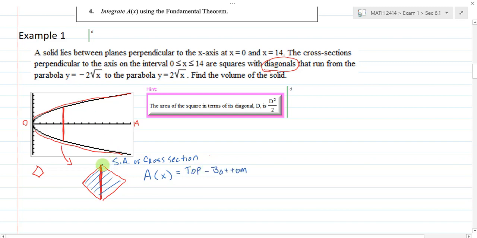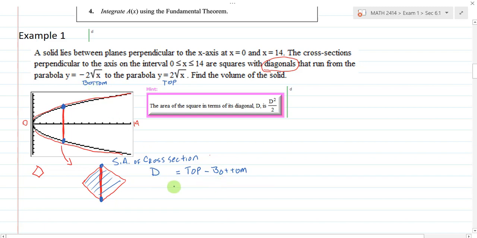So the top of this right here would be this point up here on the graph, and the bottom would be this point down here on the graph. Now that comes in handy because I have the top function as being this function right here, and then this would be the bottom function. Actually, that's not the area, that's actually the length of the diagonal. So the diagonal is going to be equal to the top function minus the bottom function.